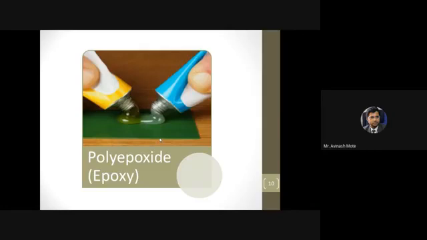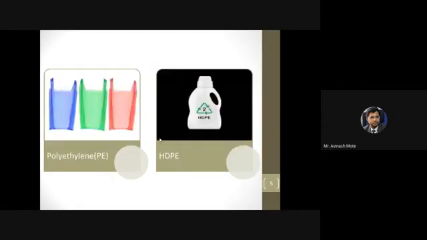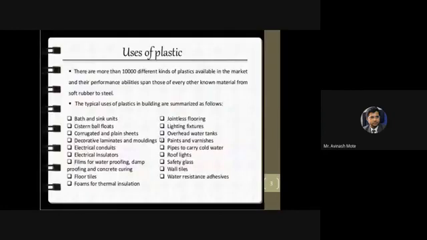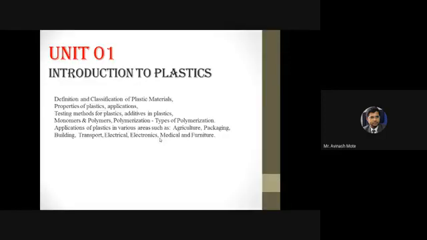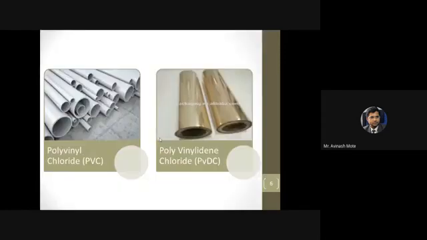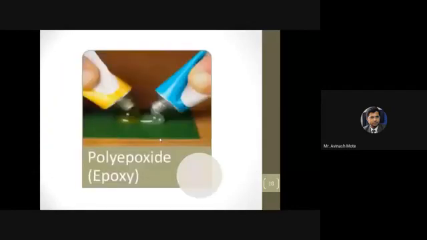Okay, so these are the different applications of the plastic. Here an overview is given of which areas there are for the use of the particular plastic. We have covered the definition, classification, properties of plastic, and applications, and now testing methods of plastic. Let's go for the testing methods of plastic.